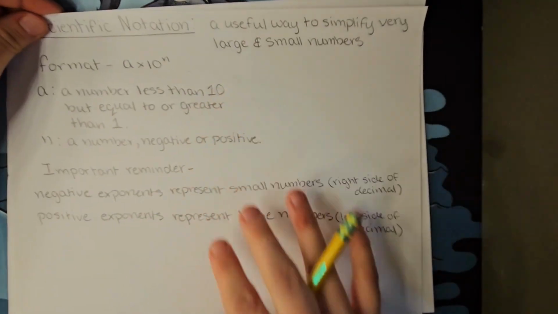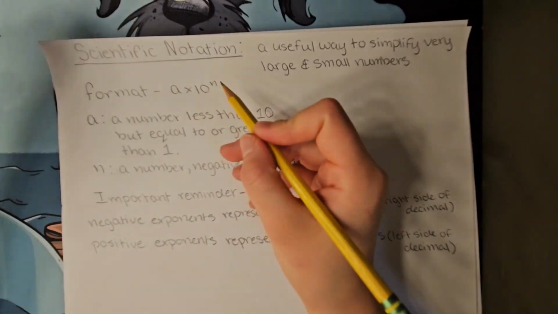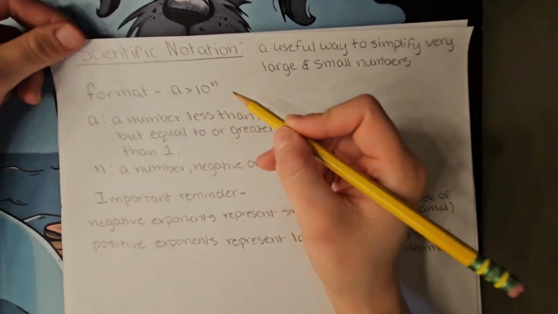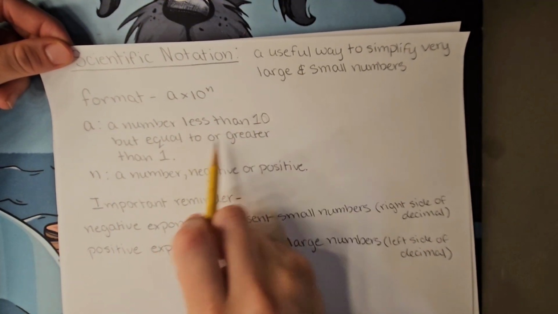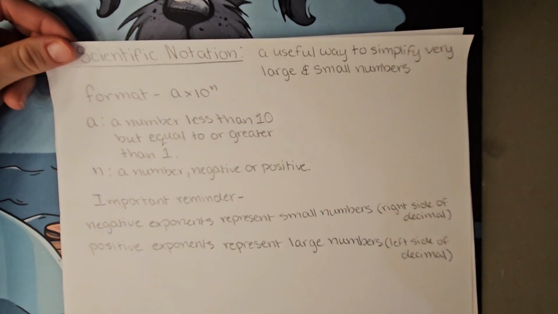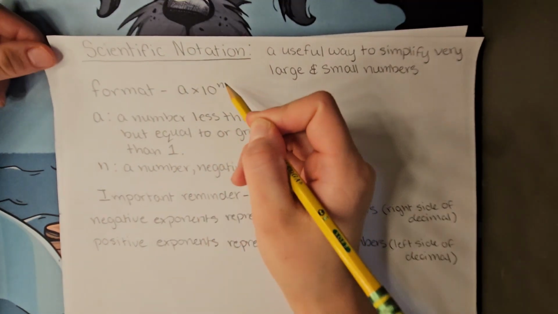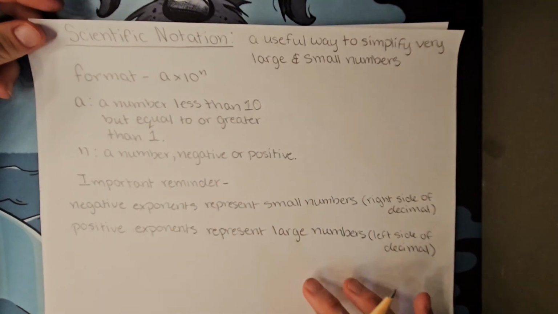Some key things to remember: this is the format for scientific notation, and it's pretty easy to follow. A is a number equal to or greater than 1 and less than 10. And n, this variable right here, is just a number, and it can be negative or positive.